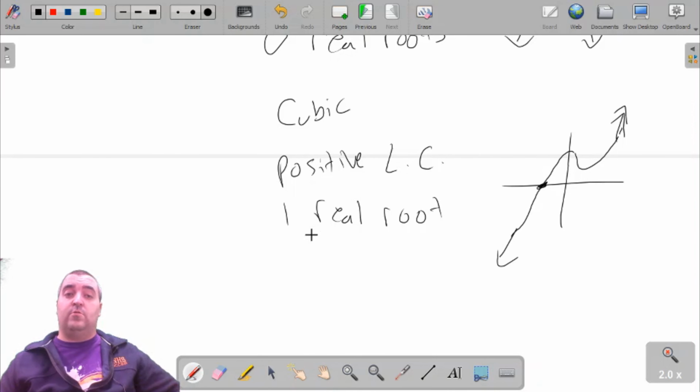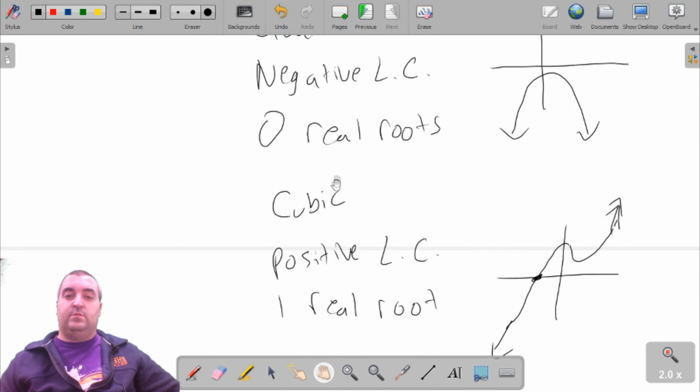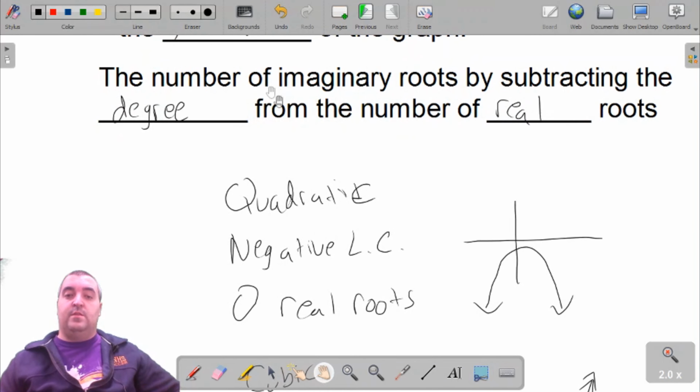Now, something you'll notice is with our imaginary roots, so kind of going back up here, the number of imaginary roots will always be an even number because the imaginary roots always come in pairs. So you will never see just one imaginary root. You will always see 2, 4. You could have 0. But yes, you will always see them come in pairs.